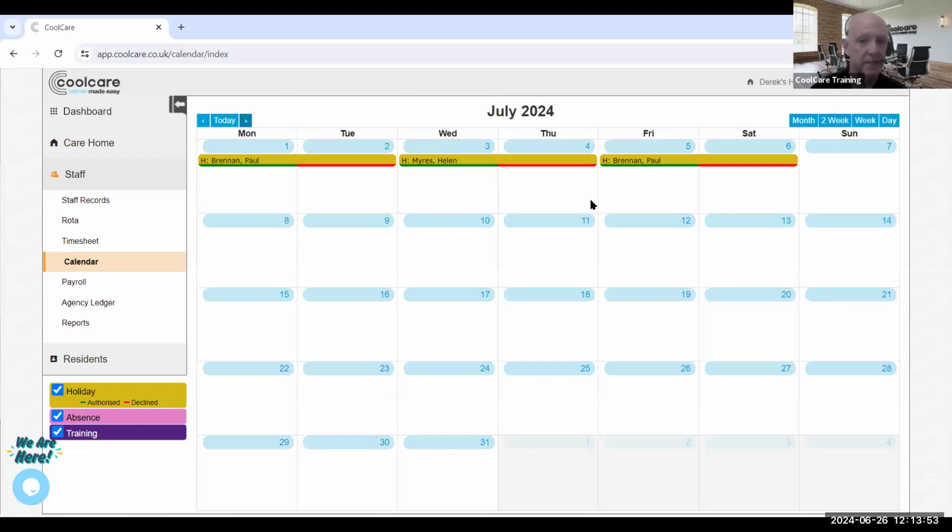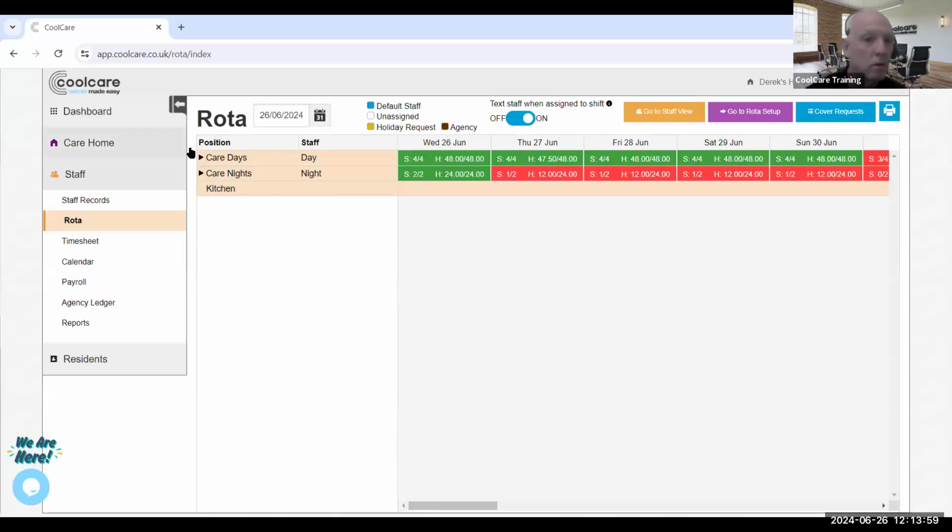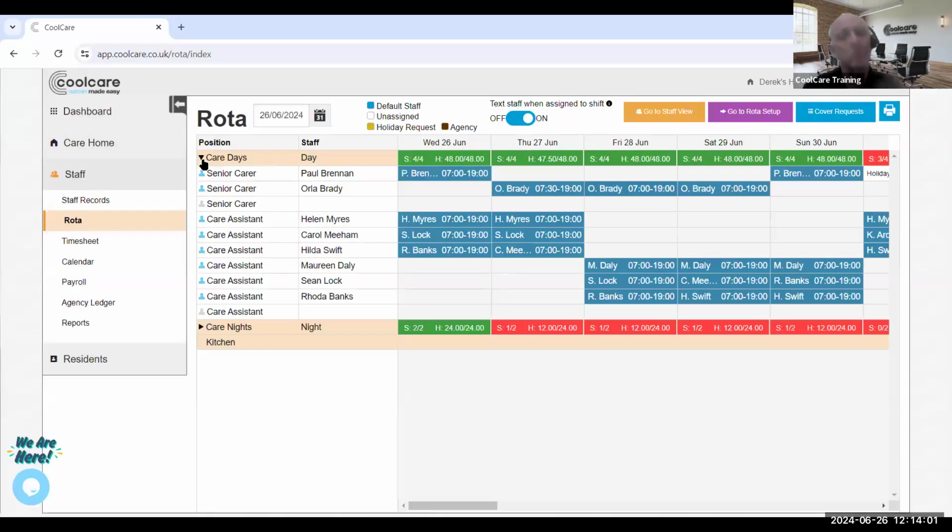What about absences? Let's go have a look at absences. Let's go back to the rota. There's really one type of absence. But you can have an absence that's for the past: you come in today and you discover Paul Brennan wasn't in yesterday, so you can put yesterday's absence on today. Or Paul rings in, says he's not going to be in today. You can put his absence on today.